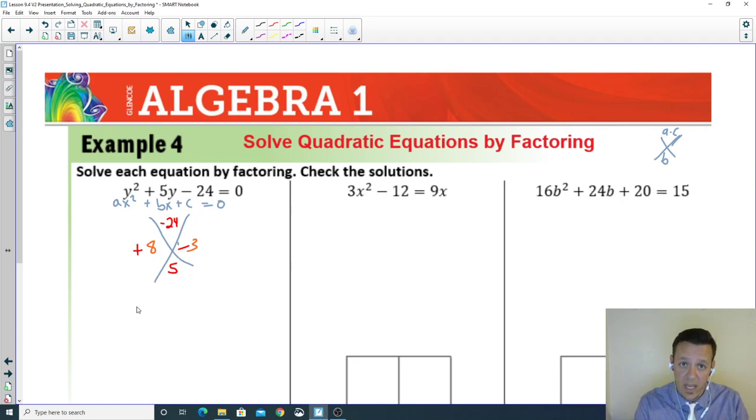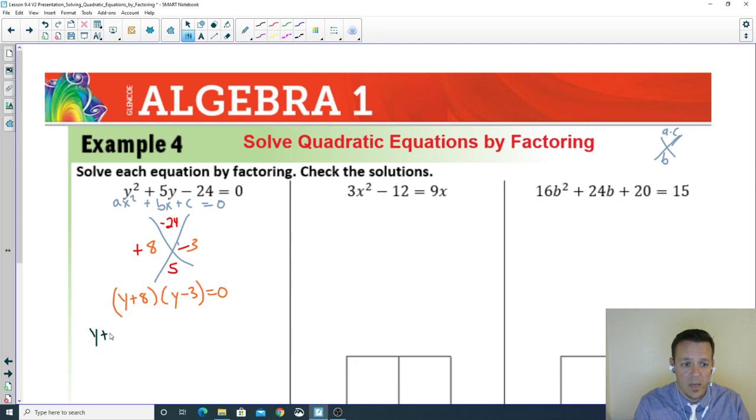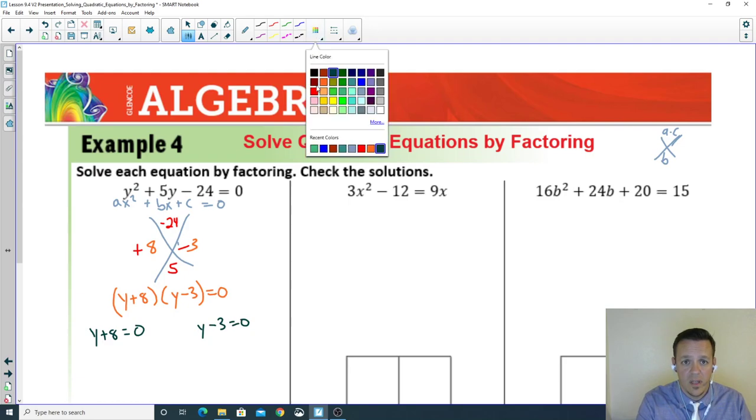So what we would do now, right, is we would write these out. So it's going to be y plus 8, and it would be y minus 3. Simple enough, but they equal 0. So now what you guys need to understand is we do what we did the previous lesson, right? So now we split this up. So you'd have y plus 8 equals 0. And then you'd have y minus 3 equals 0 because we have your a times b equals 0. You split it up. Now you solve accordingly.